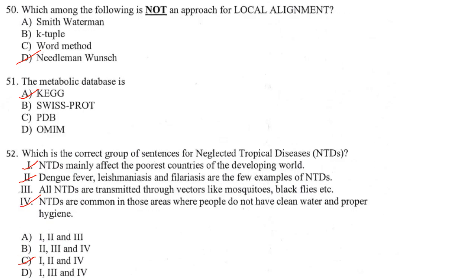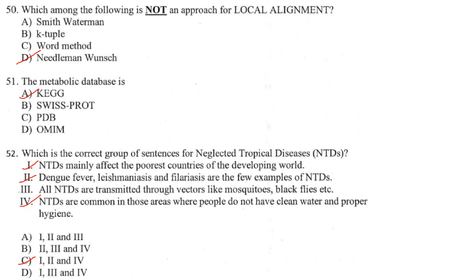Then which of the following is not an approach for local alignment? Smith-Waterman, K-tuple, BLAST... Needleman-Wunsch is for global alignment. So option D is the answer. The metabolic database is KEGG. Option A.